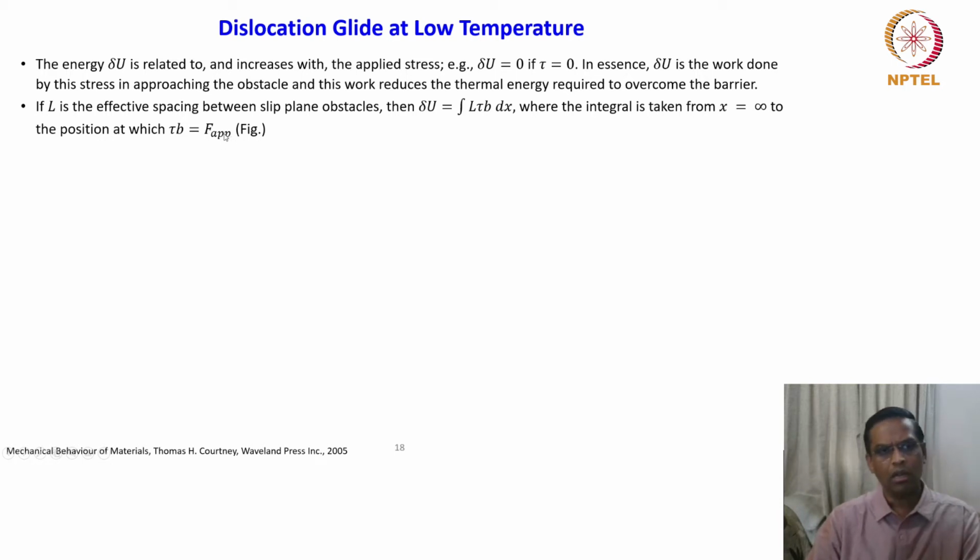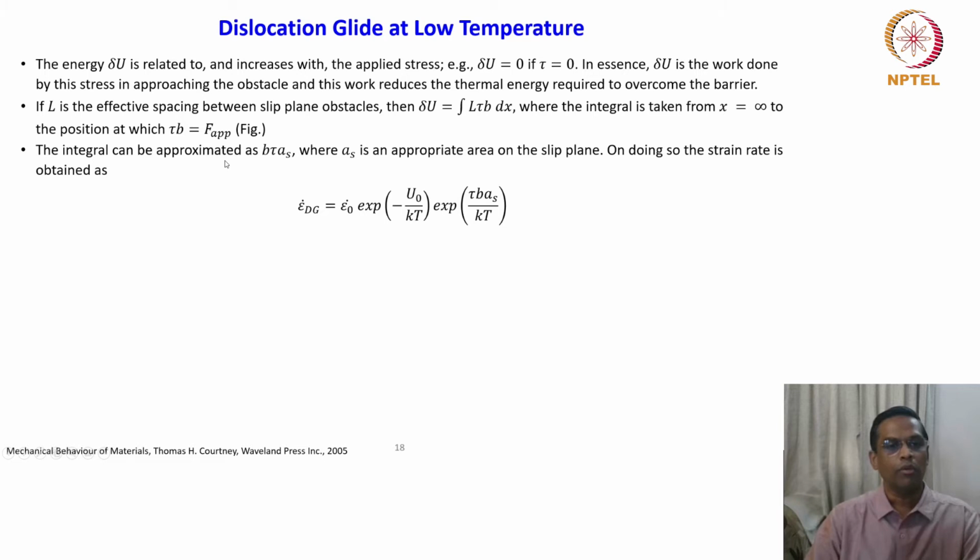So these equations are all very familiar to you. We have already looked at it, right? When we looked at the dislocation dynamics also, we have seen that force, right? Where b is a Burgers vector, and tau is a stress. So the force required, right? We have seen that. So this is also a similar expression. L is the effective spacing between the slip plane obstacles, and then it gives a kind of energy term, right?